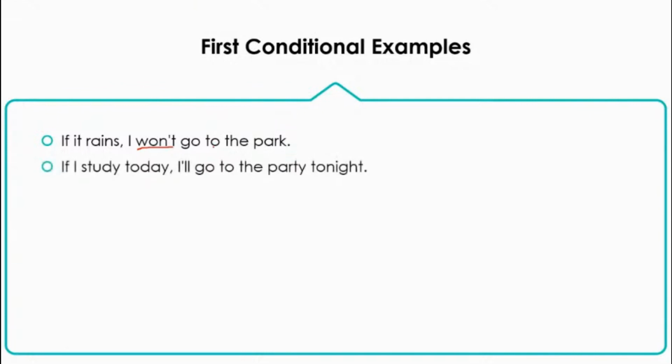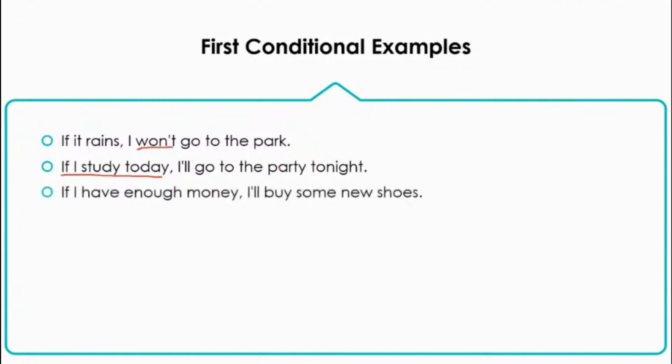If I study today, I'll go to the party tonight. So here we have, again, our simple condition. If I study today, my reward to myself is I'll go to the party tonight. I will do it in the future. That is likely and probable and real.